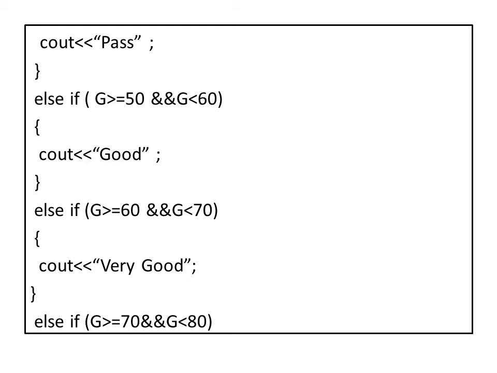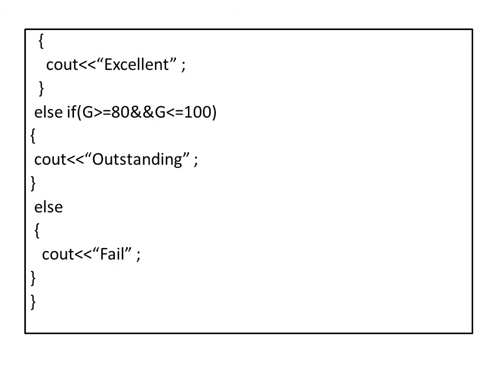And then the other else if statement, g greater than or equal to 70 and g less than 80, will get excellent. And the same goes with the next one, greater than or equal to 80 but less than or equal to 100, it's outstanding. But suppose neither of these conditions are fulfilled, that means the grade that the kid had attained would be fail. That's the default else statement at the end.